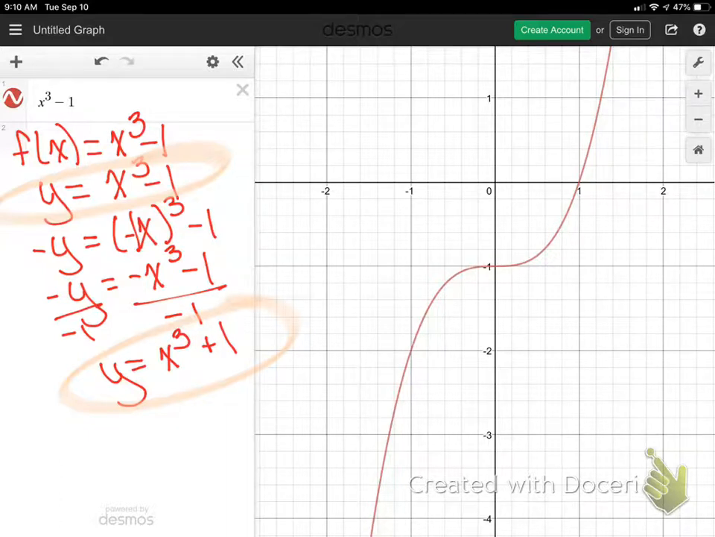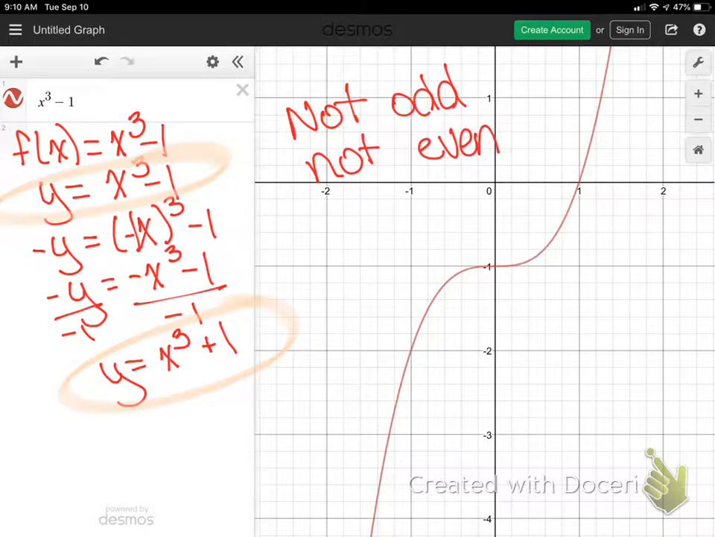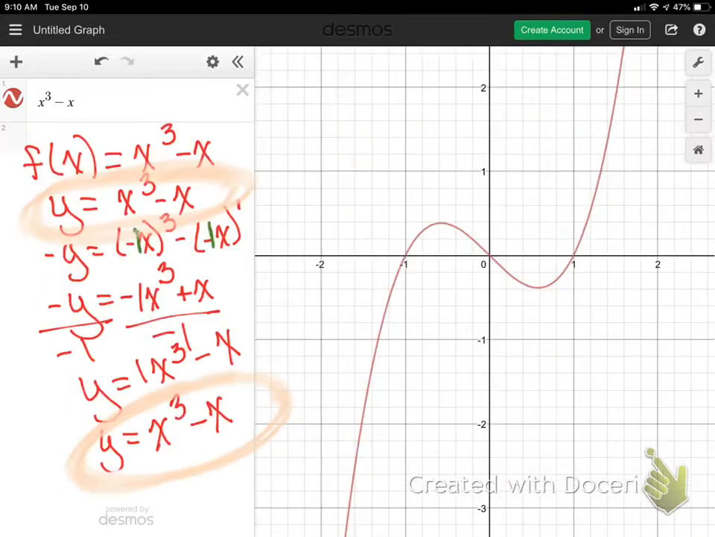Okay, so the answer to this one is not odd. We know it's not even. How do we know it's not even? It doesn't have an even exponent, so we know it's not even. Okay? This one is an odd function.